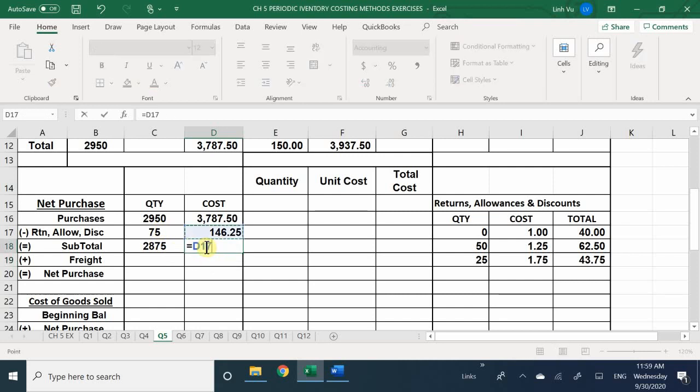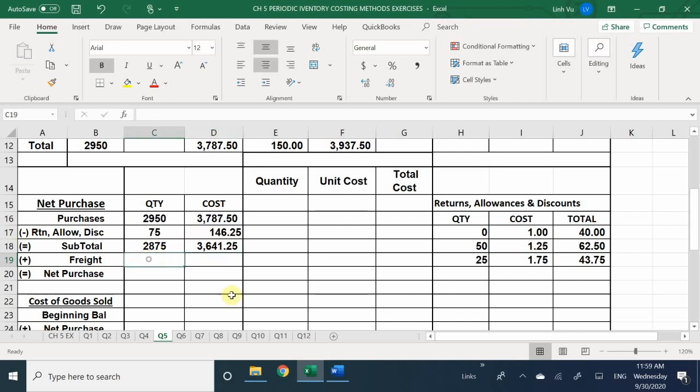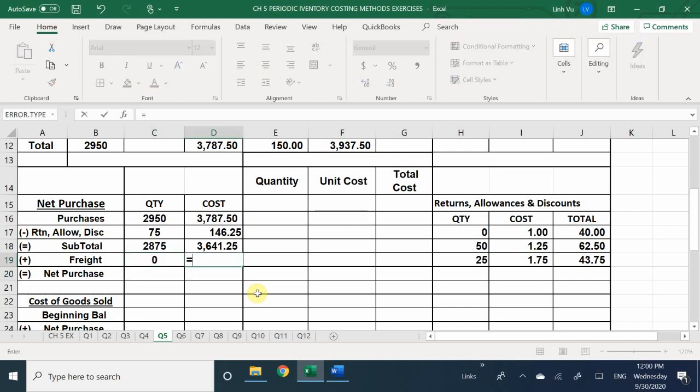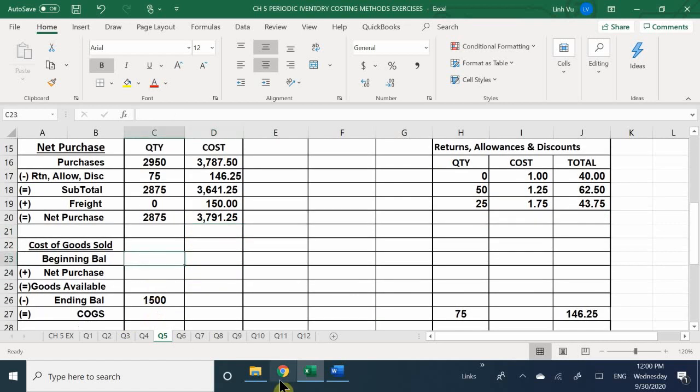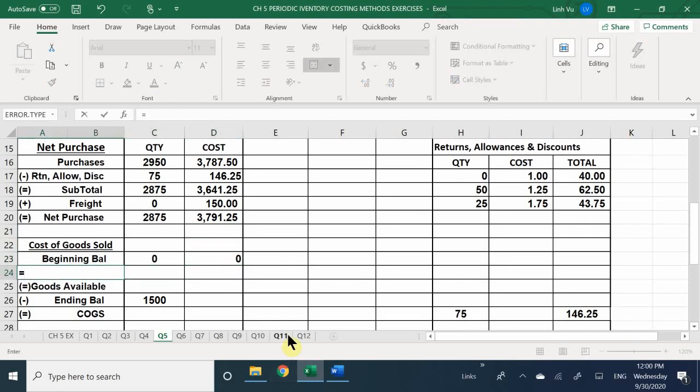So let me double confirm that. So again, $3,641.25. My freight adds no value to my quantity, but it does add value to my total cost. So in this case, my total amount is still going to be 2,875 for a grand total of $3,791. Okay.